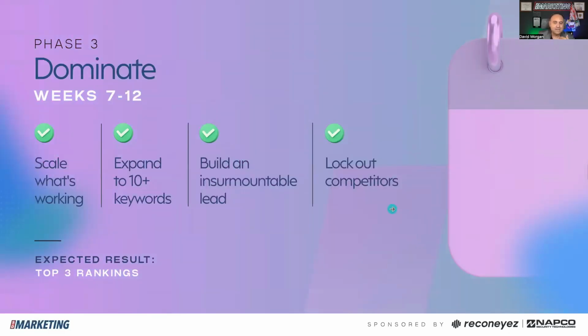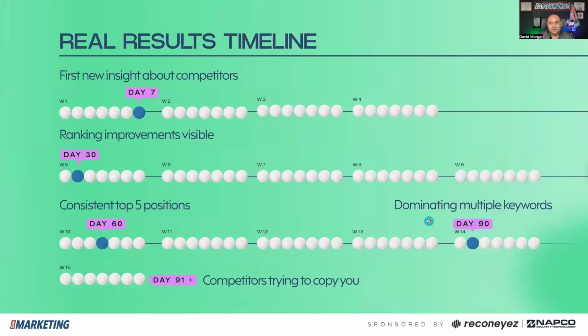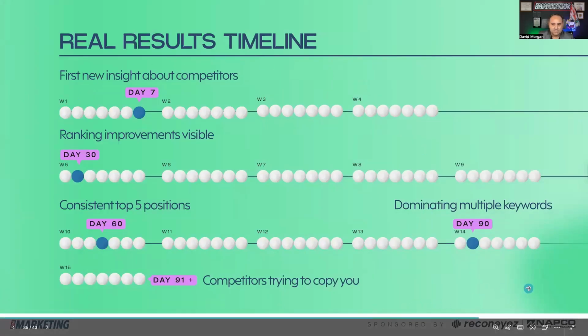And then when we get into phase three, we can scale what's working. In other words, what's working, let's put more effort behind that. Ideally we're expanding to even more keywords and phrases, and basically looking to lock out some of our competitors. So if you want to take a quick snapshot of this, ultimately the goal here is we transition from you looking at your competitors to them looking at you, once you implement these solutions that we're talking about here.